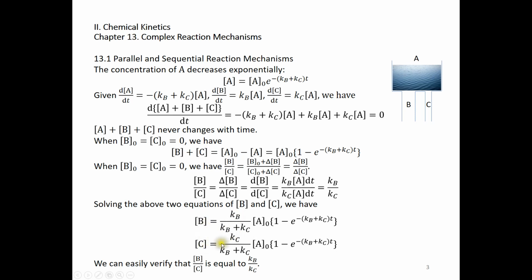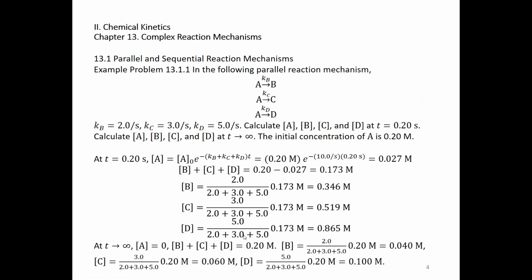And also, you can verify by these two equations by adding up B and C. B plus C is this plus this times A naught times 1 minus the exponential function. And you can see this fraction plus this fraction is exactly 1.